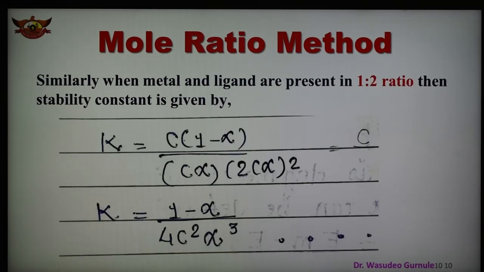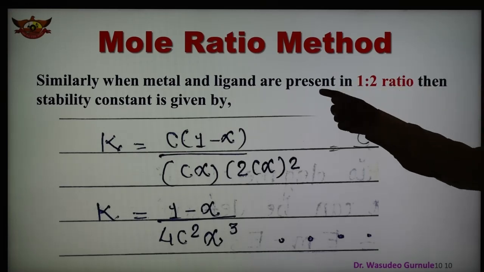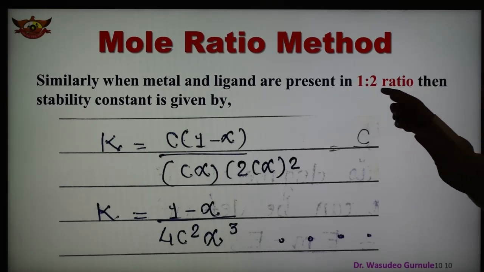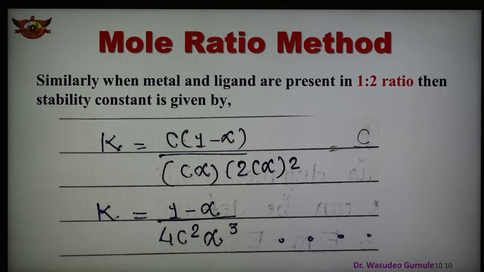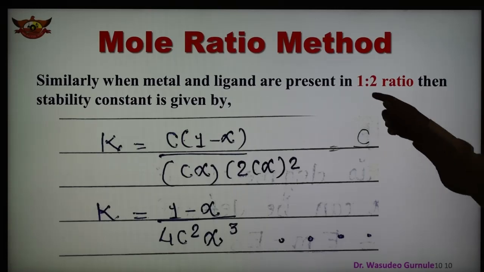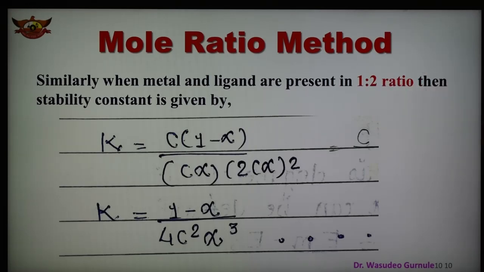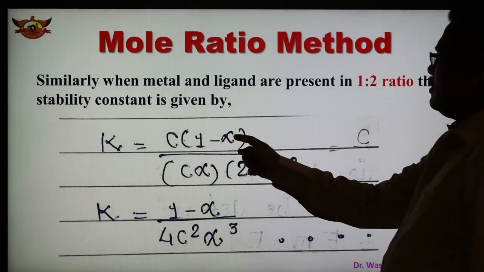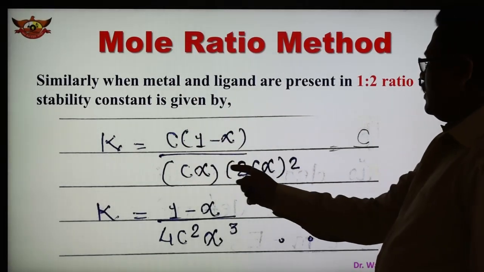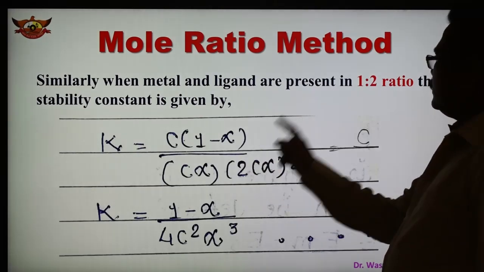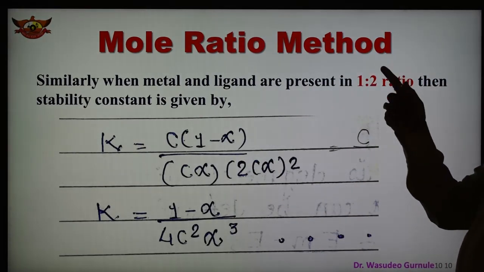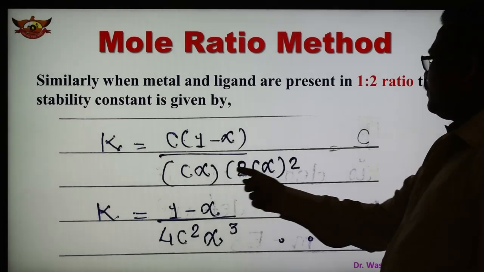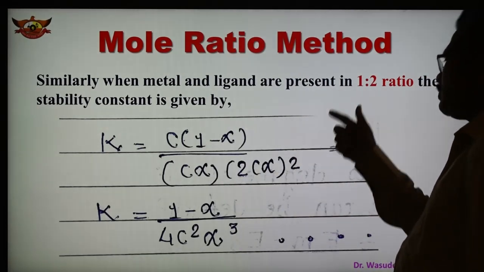Now in the second case, similarly we can find the stability constant for metal and ligand present in a 1:2 ratio. So in the second example, when the metal and ligand are present in the 1:2 ratio, metal is 1, ligands are 2. Again, in equation 1 we can write C into (1 minus alpha) for the complex, C alpha for the metal, and here N is 2, so the ratio is 1:N with N equal to 2. So here we have C alpha into (C alpha) to the power 2.